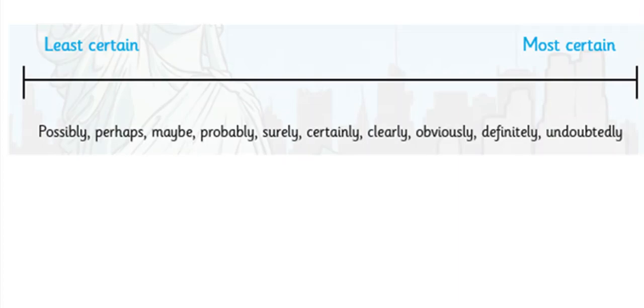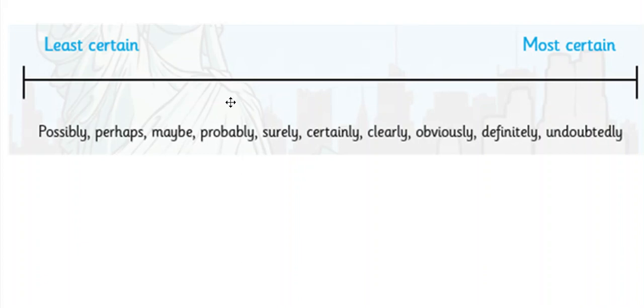Okay, so this is how mine looks. I've said that my least certain is possibly and my most certain is undoubtedly. We've got all the other ones in the middle. So I've put possibly, perhaps, maybe, probably, surely, certainly, clearly, obviously, definitely, undoubtedly.